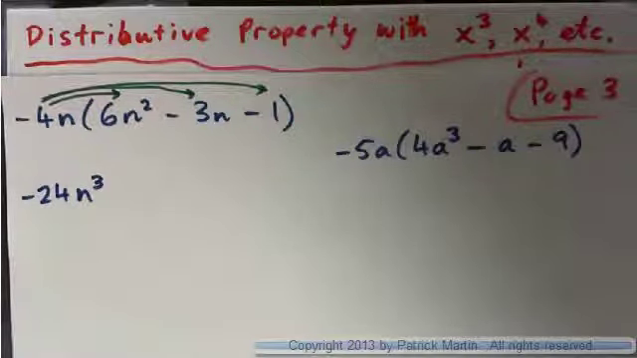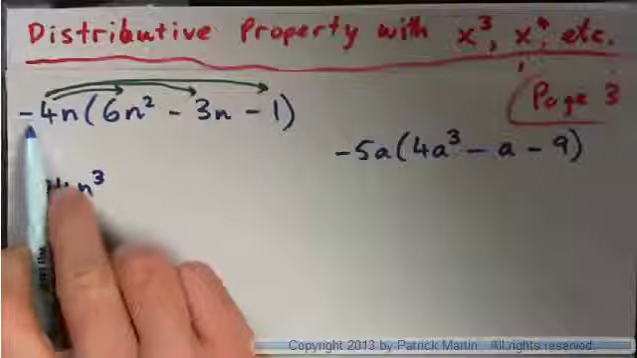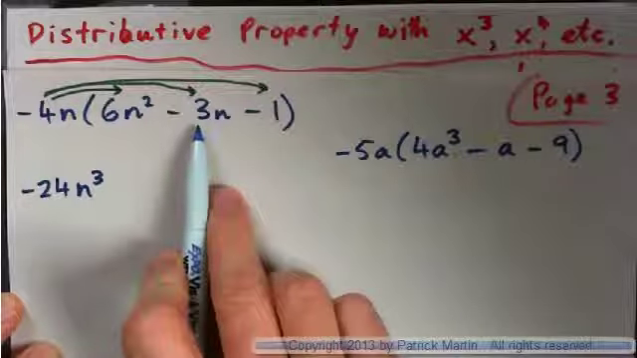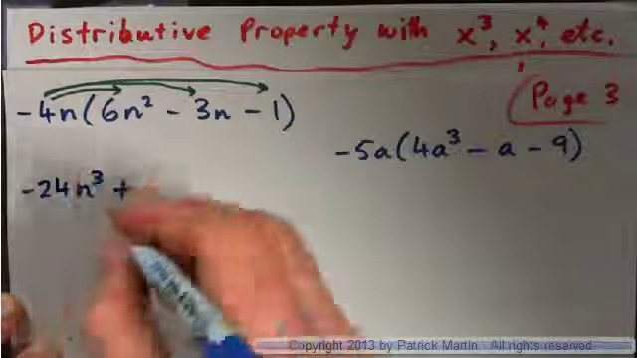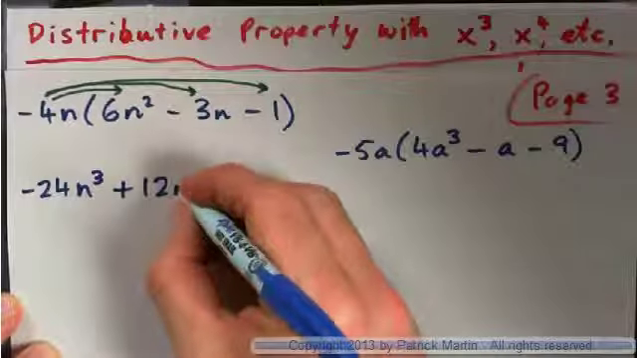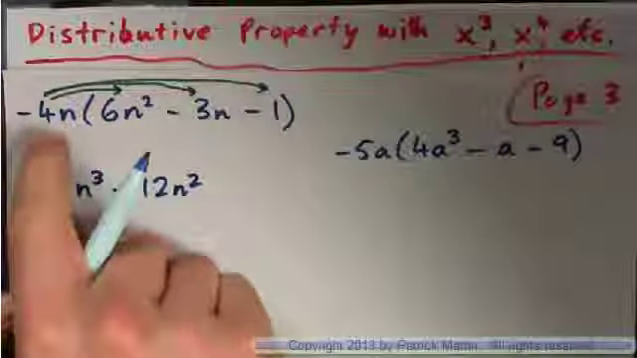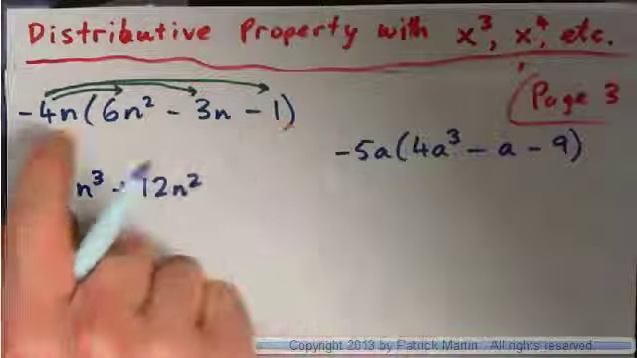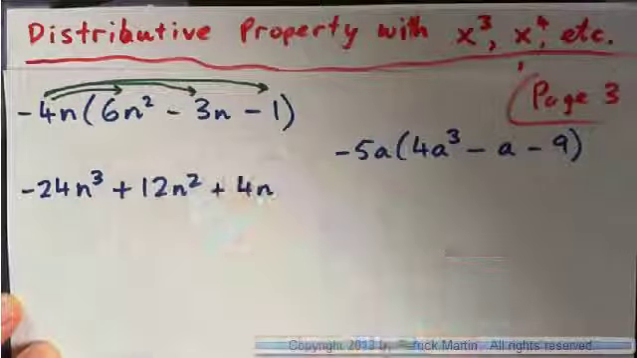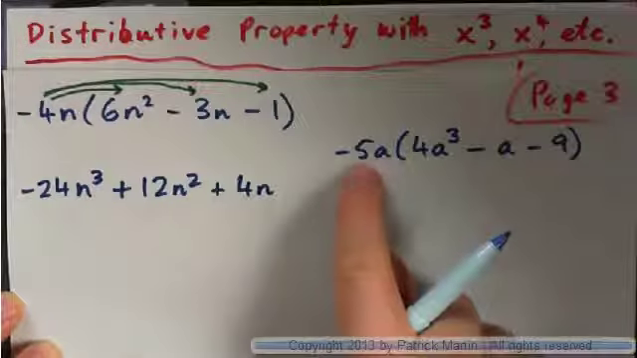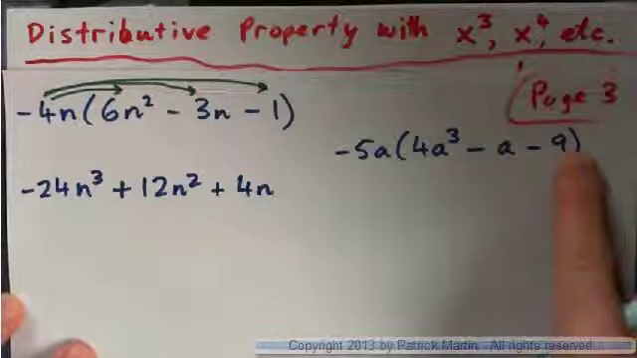Okay, I hope you pressed pause and tried it. I'm going to do it now. So you got negative 4n times negative 3n. That's a negative times a negative makes a positive. And 4 times 3, 12. And n times n squared. Now a negative 4n times a negative 1. Negative times negative positive 4n. Right? So press pause and do this one all by yourself, and then I'll do it.